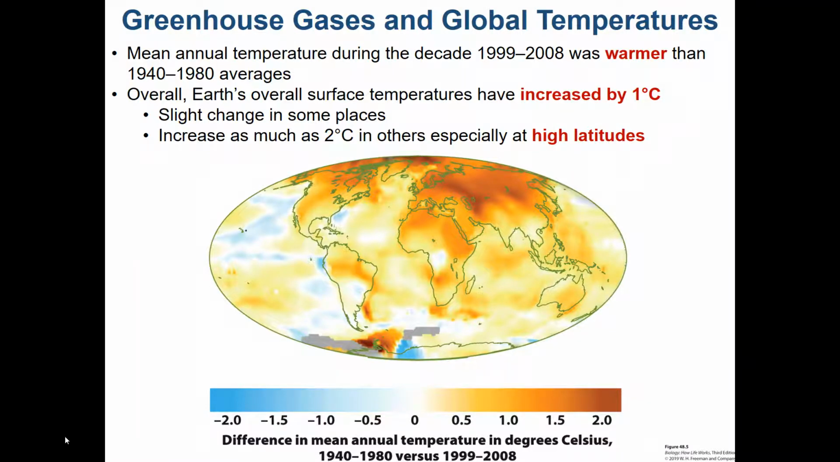In some places, that temperature change has been slight, which you can see on this map, where it's almost a white color. That's where there's been very little change in temperature. In other places, especially at high latitudes, that increase has been as much as 2 degrees Celsius, which you can see is especially apparent up near the North Pole, where we've had major warming of the planet.